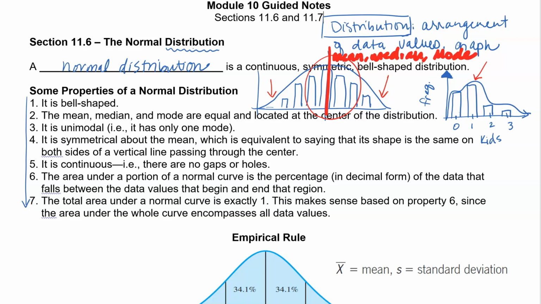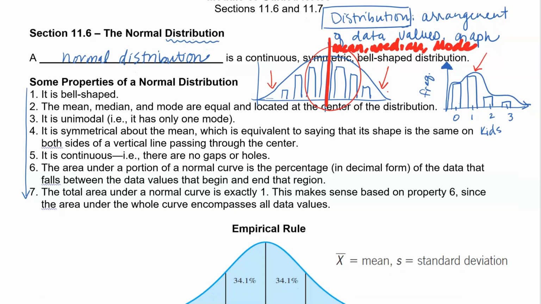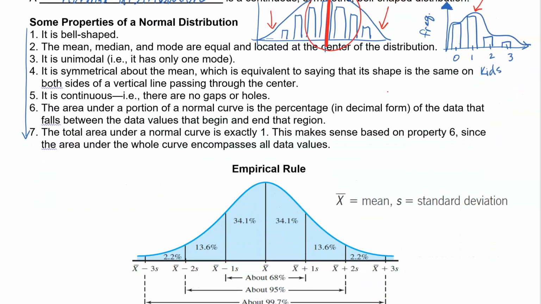There are a lot of real life examples that can be modeled with a normal distribution. For example, ACT scores, SAT scores, male height, female height. You've got most of the population around the middle or the average, and then a couple people on the high end and a couple people on the low end. Number 7 is also a really important one. Well, number 6 also. So let's talk about 6 first.